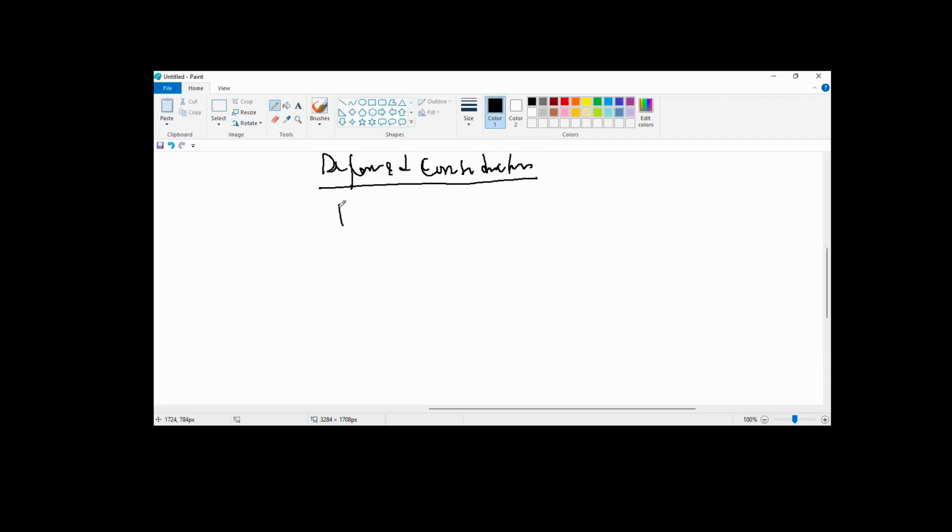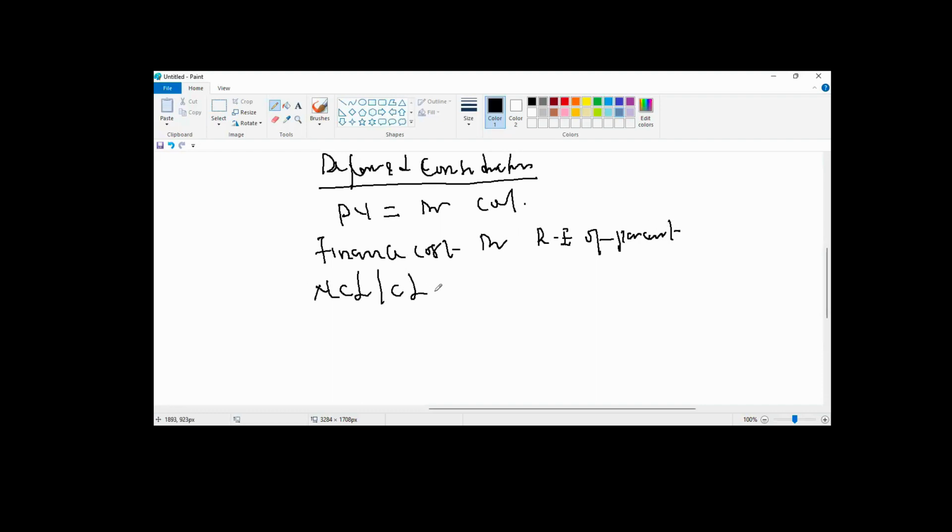So what is the accounting entry to raise when there's a deferred consideration? The present value must be debited to cost of investment. The finance cost must be debited to the retained earning of parents. Then I'll create a liability. Either non-current liability or current liability will be credited.